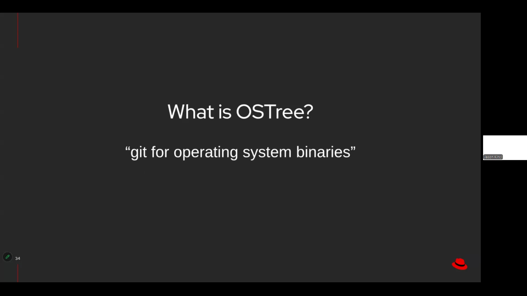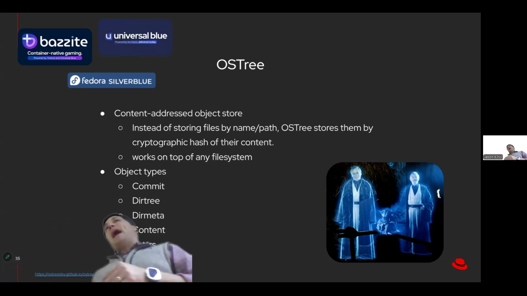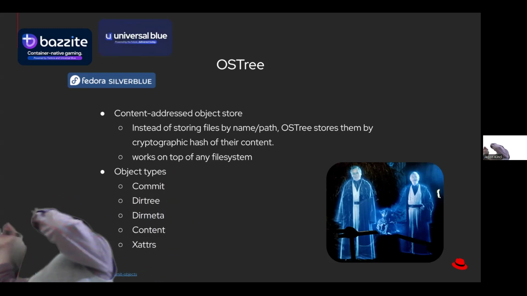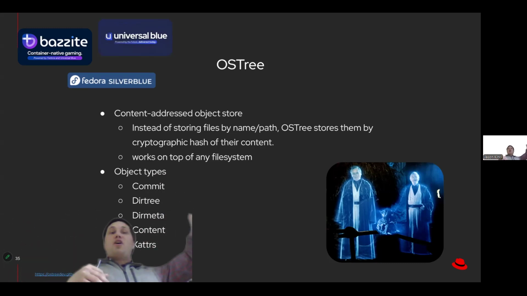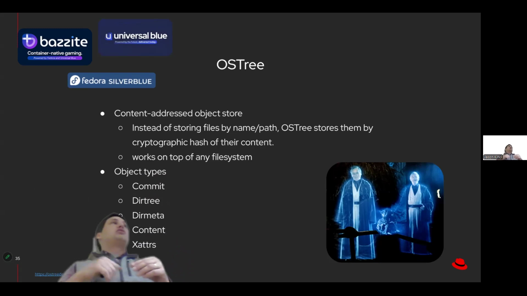So what is OSTree? You search the internet, and their website says, Git for operating system binaries. It doesn't really mean anything. OSTree is a content addressed object store, right? So instead of storing /bin/bash, it takes the hash and stores the content under the hash. And then it has a symlink or a hard link farm in order to map /bin/bash to the content addressed hash of that binary. It's not file system specific.